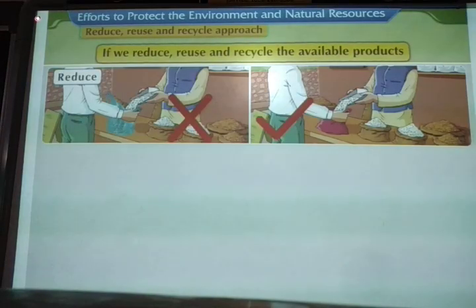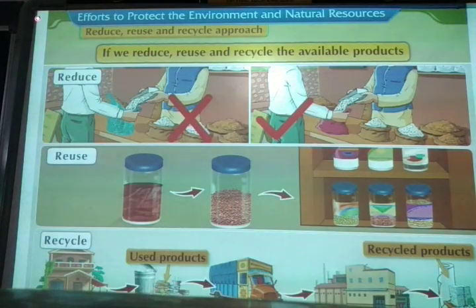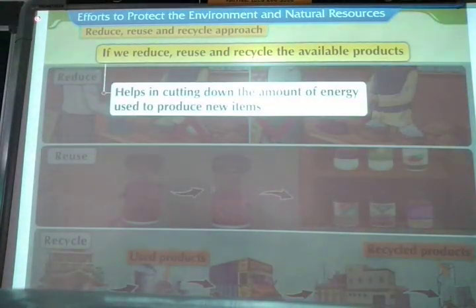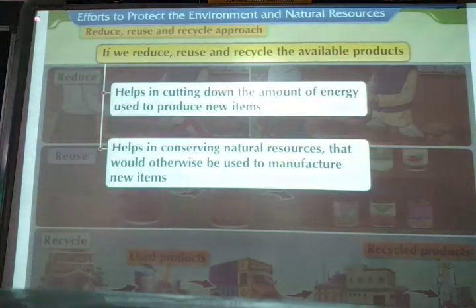If we reduce, reuse, and recycle the available products, it helps in cutting down the amount of energy used to produce new items. It also helps in conserving natural resources that would otherwise be used to manufacture new items.